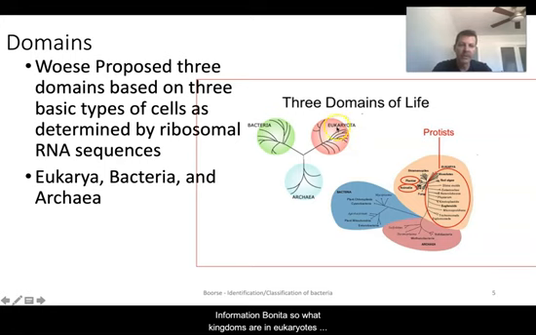So what kingdoms are in eukaryotes? Well, we still have animals and plants and fungi and protists in here. And so those can be broken down further. So now we just have this additional layer, which is called domains.